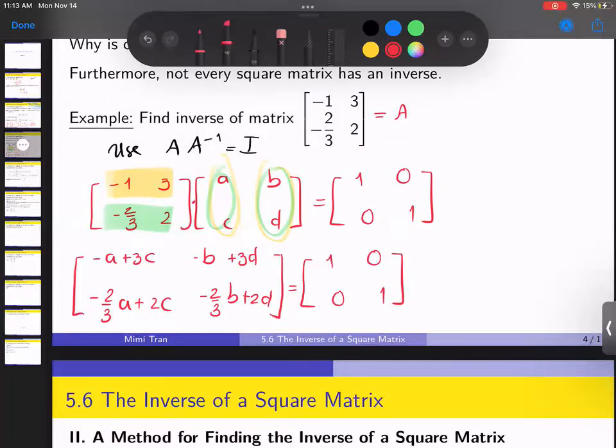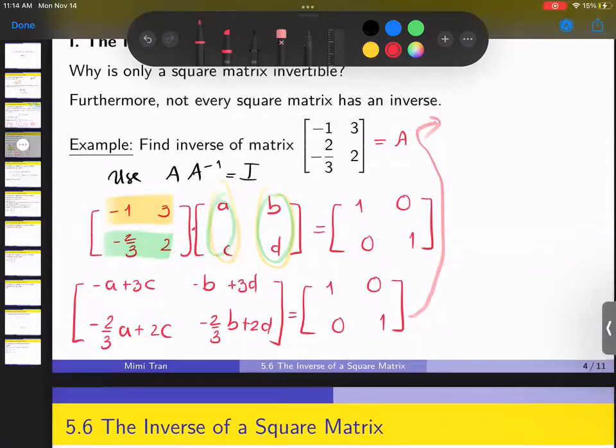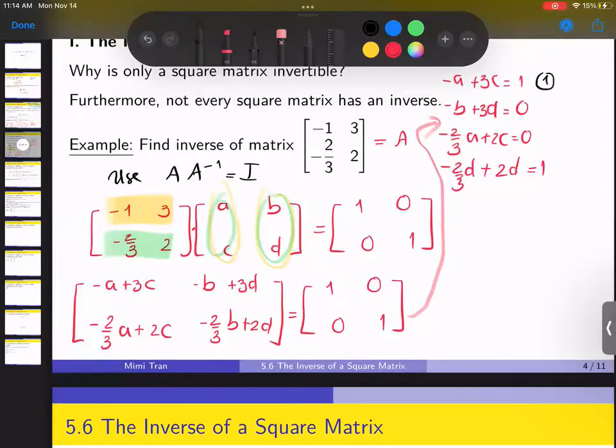Equality of matrices: if the left matrix equals the right matrix, then each entry has to be equal. So I can set up a bunch of equations from this. I have -a plus 3c equals 1, and -b plus 3d equals 0. I have -2/3 a plus 2c equals 0, and -2/3 b plus 2d equals 1. I'm going to call them equation 1, equation 2, equation 3, and equation 4.